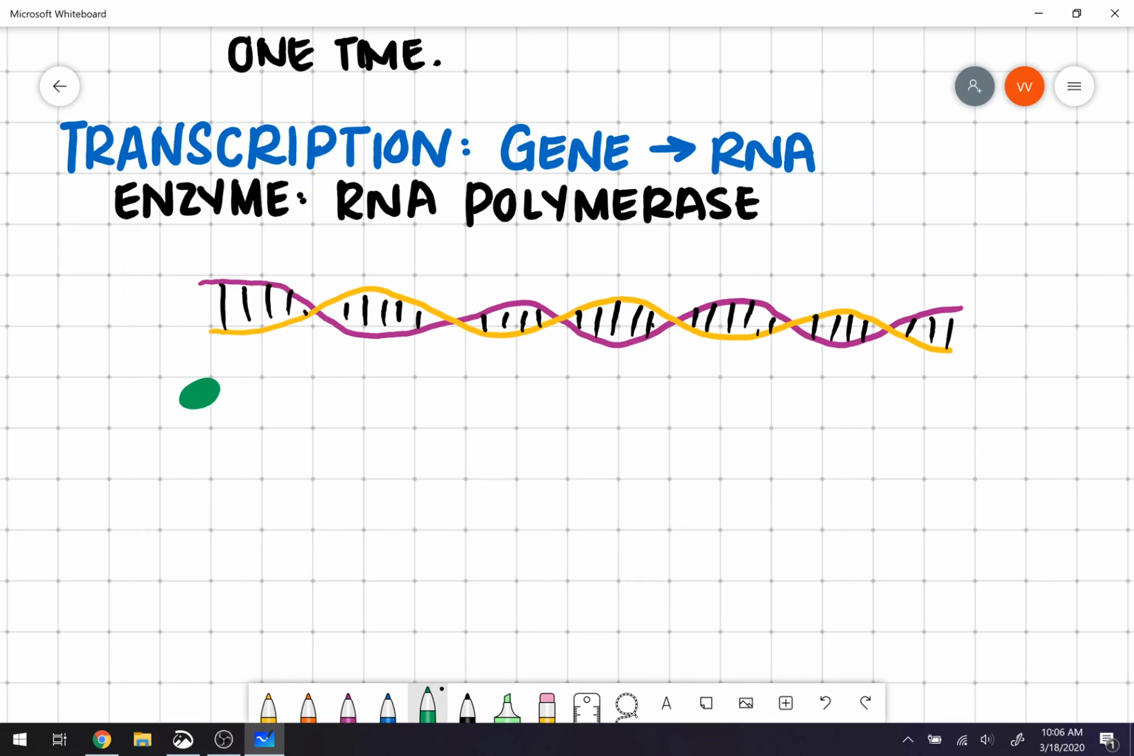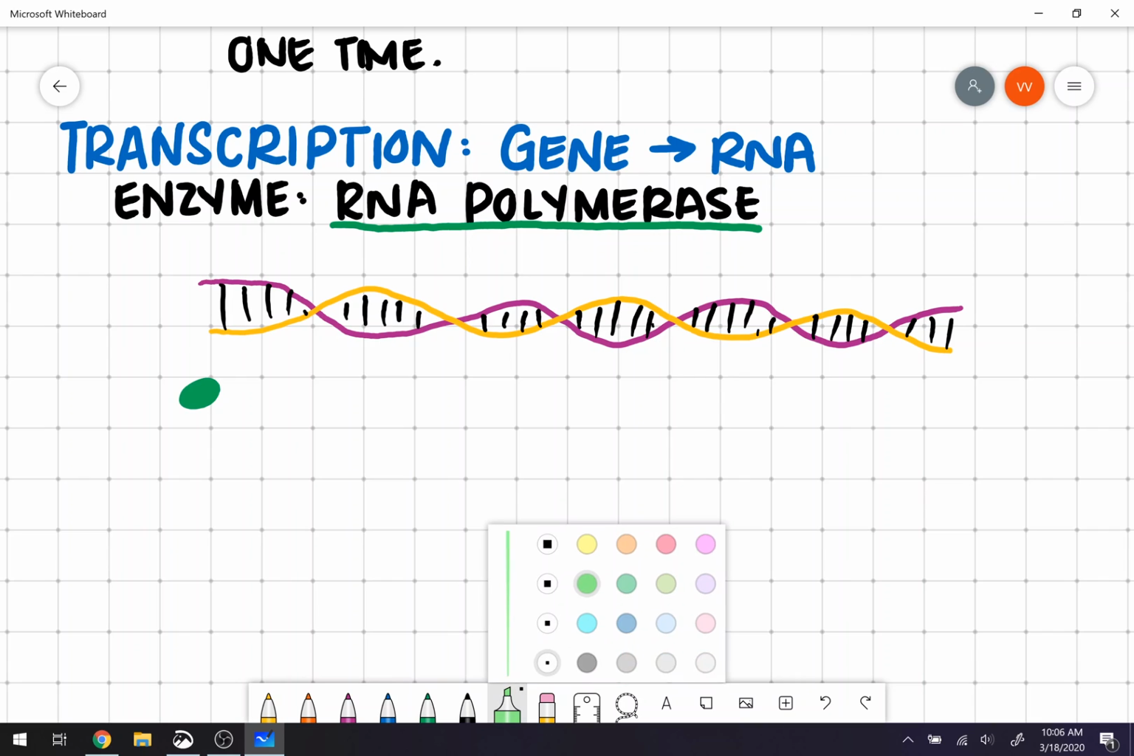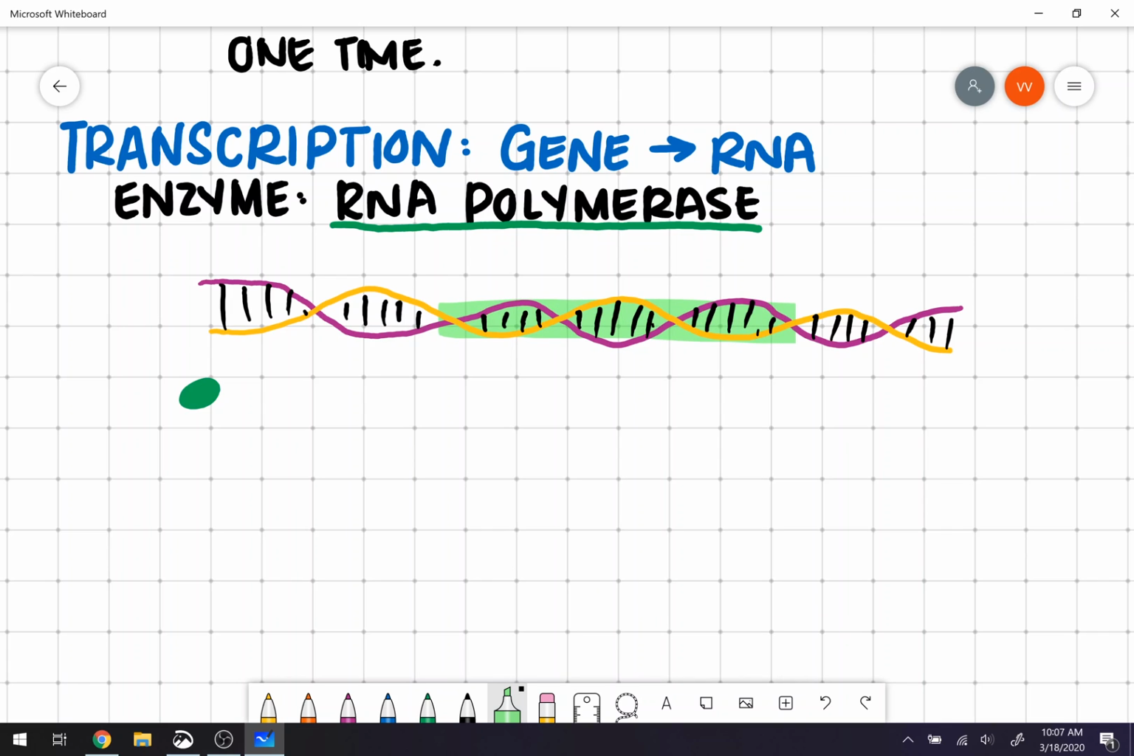Okay, so RNA polymerase is going to come in and find the gene that it needs to copy. Let's say the gene is right here. That is the gene that RNA polymerase has to copy. And it's going to know that it needs to copy that gene because at a point here on that gene, you're going to have a little section called the promoter.